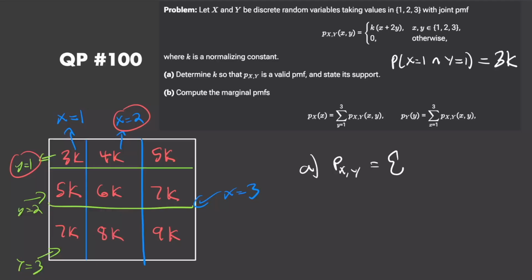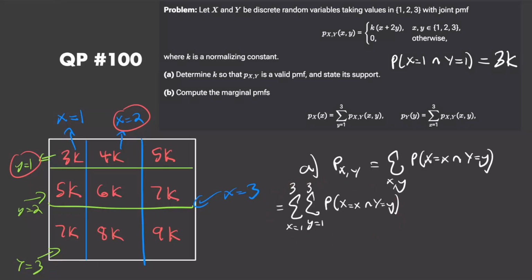So this is just equal to the sum over x and y of the probability that X equals x intersection Y equals y. So in our case, this is what it would look like, and all you have to do is sum up all of the values in all of these boxes right here, and when we do that, you're going to find that you end up getting 54k. And in order to be a valid PMF, all of these need to sum up to 1 because they are, after all, probability masses. So we set that equal to 1, and then we find that k is equal to 1 on 54. So that's our answer for part A.